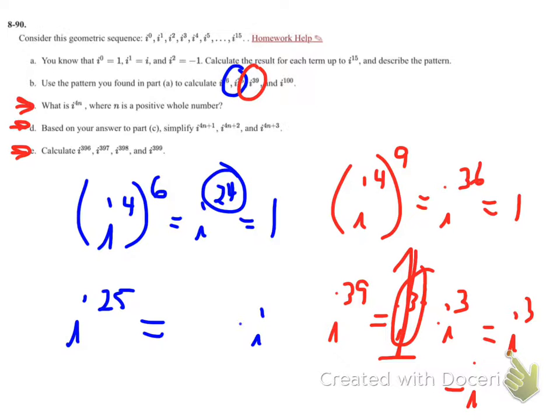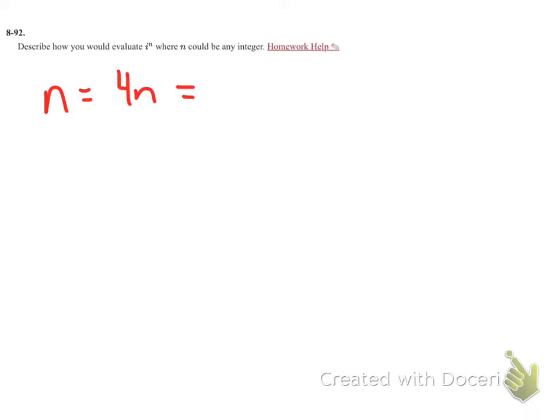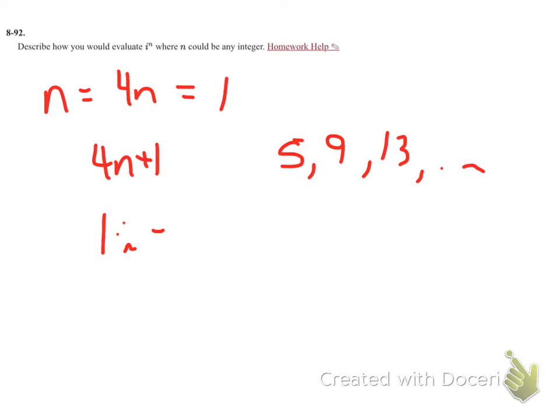And now I'm going to go back and look at this. Describe how you evaluate i to the nth, where n could be any integer. Well, if n is a multiple of 4, so it's 4n, that means it's going to equal the same thing as i to the 4th, or i to the 8th, or even i to the 0. It's going to equal 1. Or if you have an integer that is 4n plus 1, that would be the same thing as i to the 5th, i to the 9th, i to the 13th, and so on. That is going to be the same thing as 1 times i, which is just i.